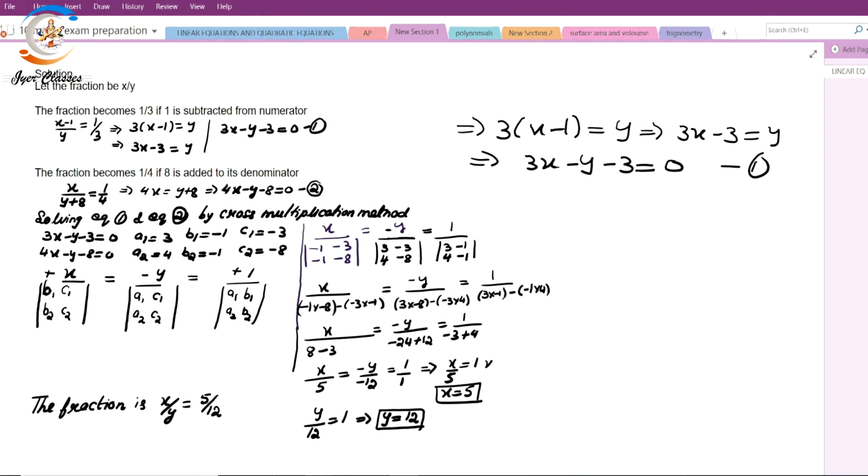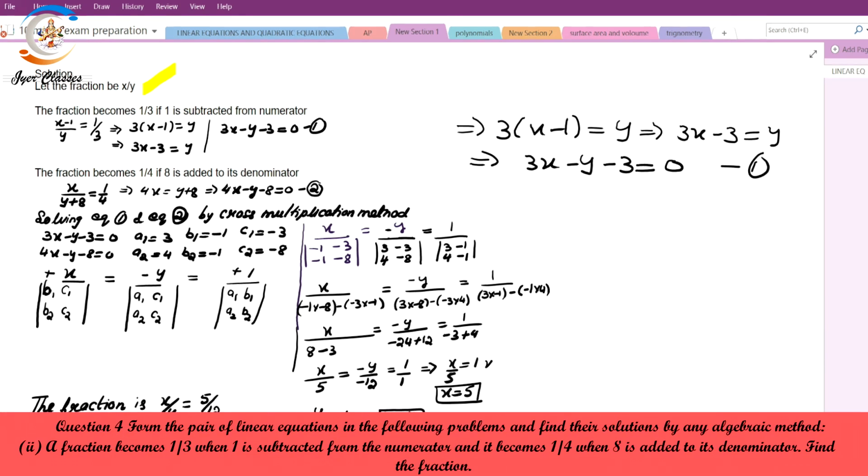In the question, let the fraction be X by Y. Okay? According to the question, the fraction becomes 1 by 3 if 1 is subtracted from the numerator. Write the fraction, subtract 1. Keep Y as it is, the fraction becomes 1 by 3. Which on cross multiplication will give me 3 bracket x minus 1 is equal to y, which will give me 3x minus 3 is equal to y. Writing in the standard form, you will have 3x minus y minus 3 is equal to 0. Mark this as equation number 1.